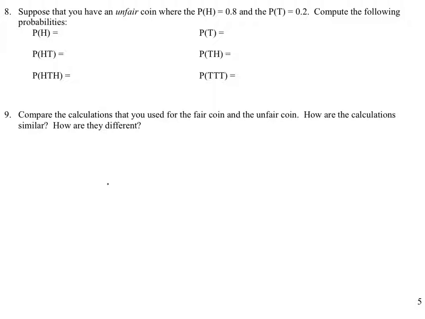So suppose that you have an unfair coin where the probability of heads is 0.8 or 80%, while the probability of tails is 0.2 or 20%. We're going to compute the following probabilities. The probability of heads would be 0.8. The probability of tails is 0.2, which is shown above. So the probability of heads, tails is going to take our 0.8, that's the heads, and we would multiply that by the tails, 0.2, which would tell us the actual probability, 0.16.